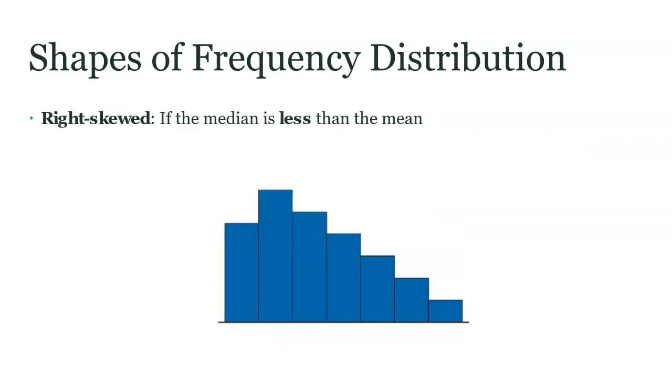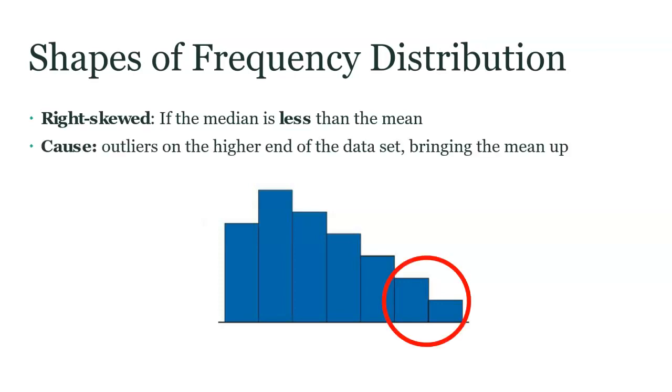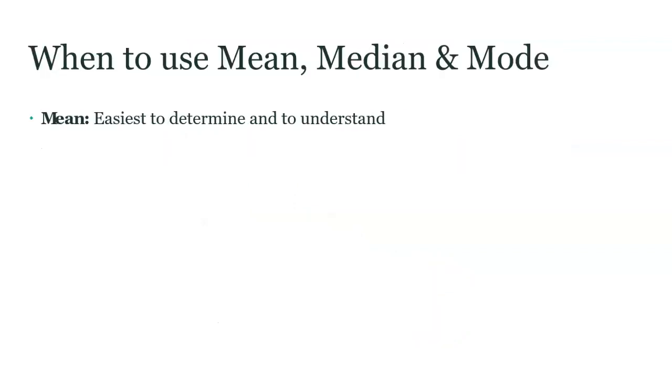Right skewed is the opposite. Right skewed is if the median is less than the mean, because you have the outliers on the higher end of your data set. So those outliers would be bringing up the mean and causing this right skewed frequency distribution.